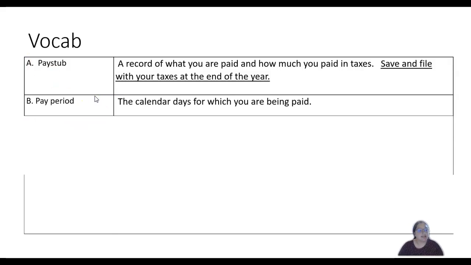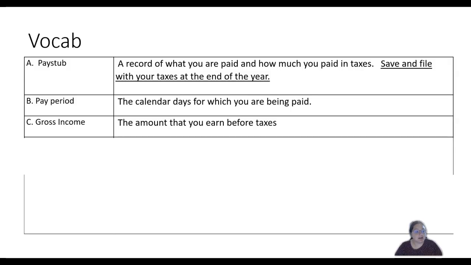The next one is pay period. The pay period is the calendar days for which you are being paid. So I am paid monthly, so my pay period for October is October 1st through October 31st. If you're paid bi-weekly, then it just changes, depends on what days you're being paid in that pay period.